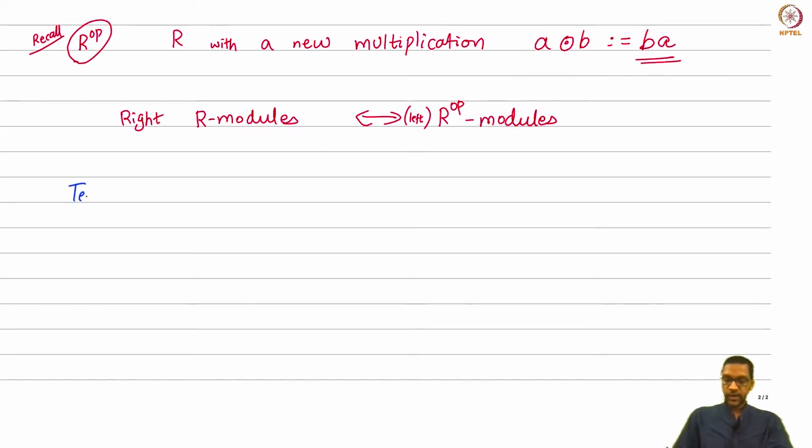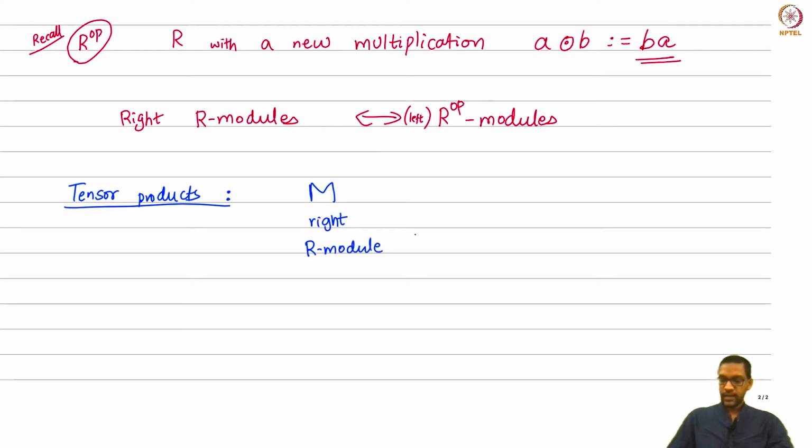Now let's define tensor products for R modules. To define the tensor product for R modules, what you need is a right R module M and a left R module N. Given this pair, we can define their tensor product, which we will denote M tensor N over the ring R.